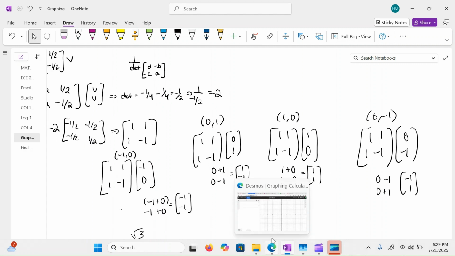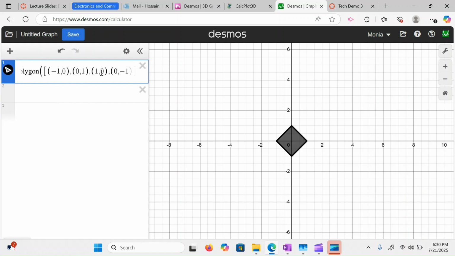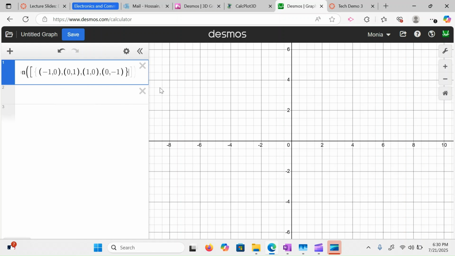So I will go into Desmos, and I will be using the polygon function so that it can draw the square instead of just giving me points. So I will plot down the given points, which are negative 1, 0, then 0, 1, then 1, 0, then 0, negative 1, which will give me this diamond shape.